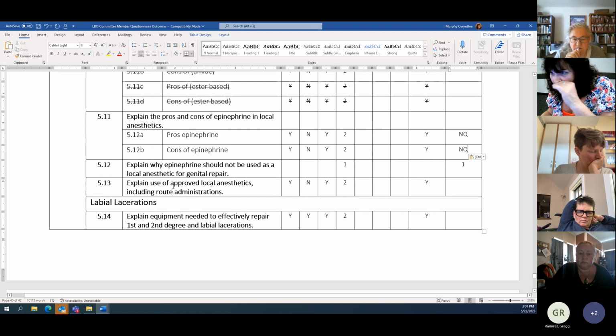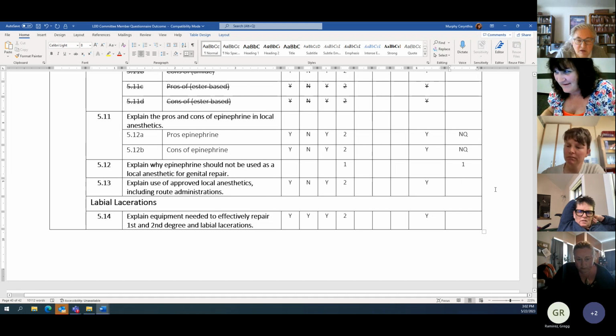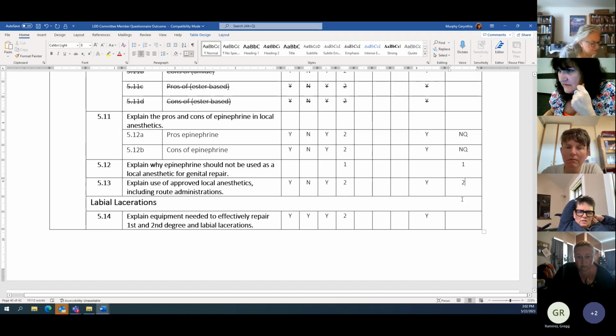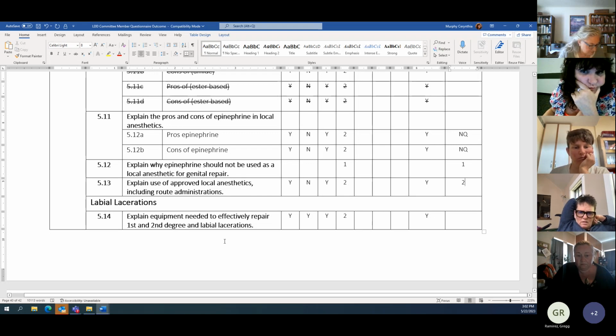Moving on. 5.13, explain the use of approved local anesthetics, including routes of administration. 5.12 is a 1. Yeah, we got it. I didn't see it, it was underneath something. Okay. 5.13 is a 2. Everybody good with a 2, or do you want a 3 on that? I think 2 is fine.